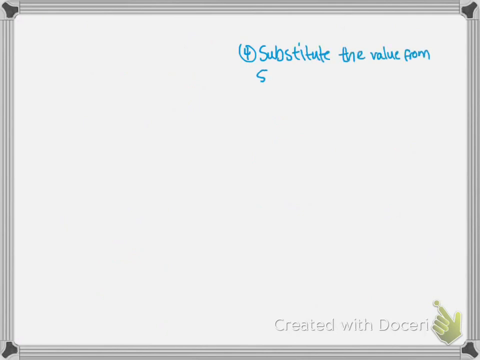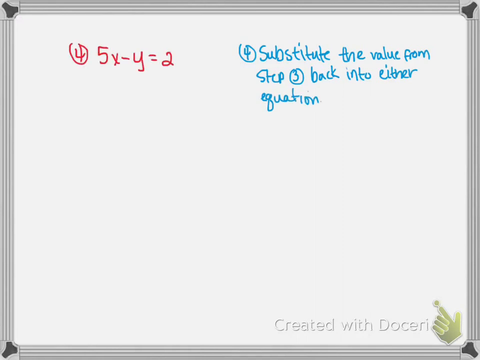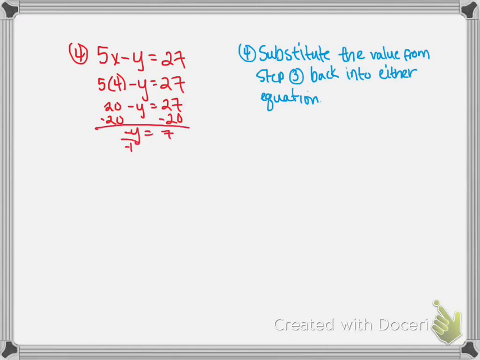Step 4. Substitute the value from step 3 back into either equation. Okay, so I'll choose the equation 5x minus y equals 27, but it could have been either one. I'm going to substitute 4 in for x. So 5 times 4 minus y equals 27. 20 minus y equals 27. Subtract 20 from both sides. Negative y equals 7. Divide both sides by negative 1.